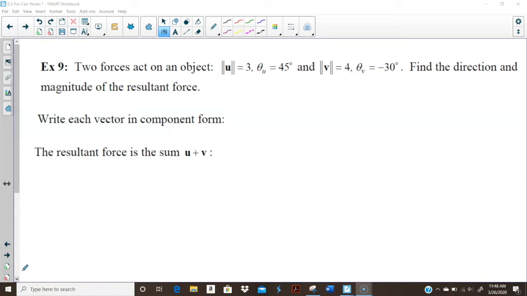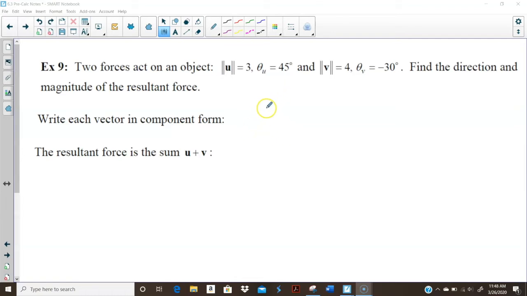Here we go. So two forces act on an object. You have vector u and vector v. We want to find the result of the two forces. We want to find the direction of the result and the magnitude of the result. So the first thing we're going to do is write each vector in component form.